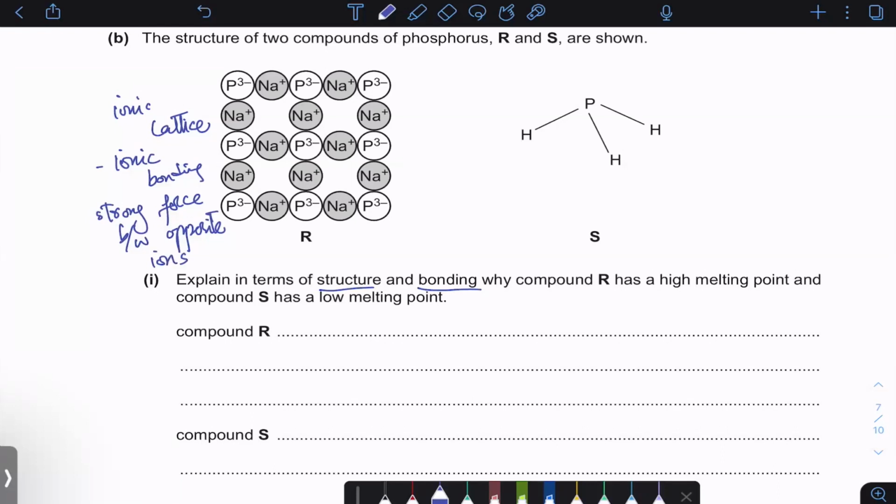Now on this side, what is the structure? It is molecular structure. What is the bonding? Covalent bonding. But यहाँ पे एक problem है. Covalent bonding का इसके melting point से कोई ताल्लुक नहीं है.